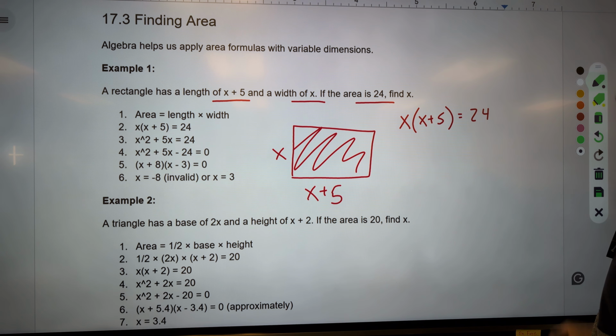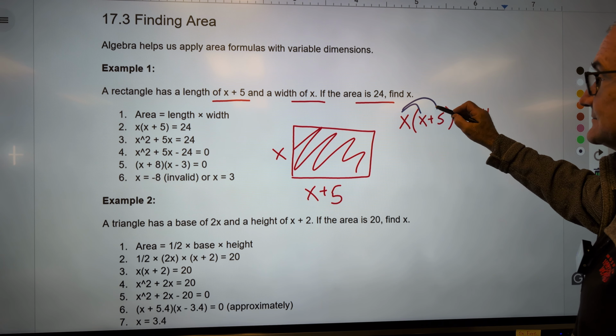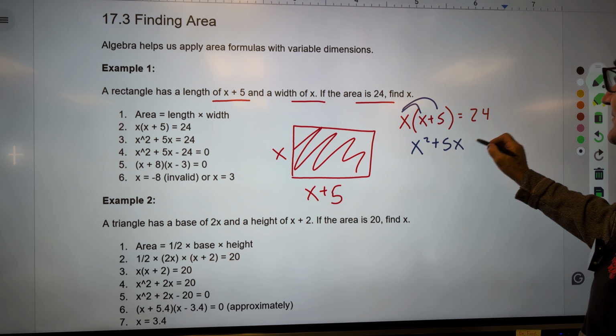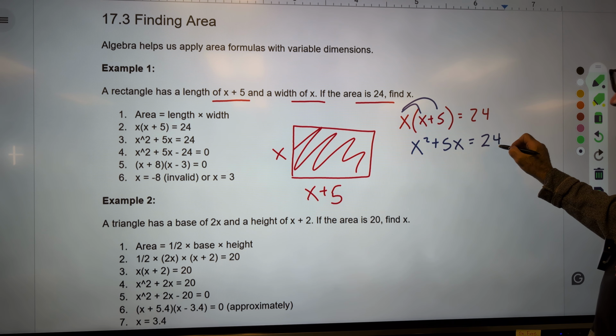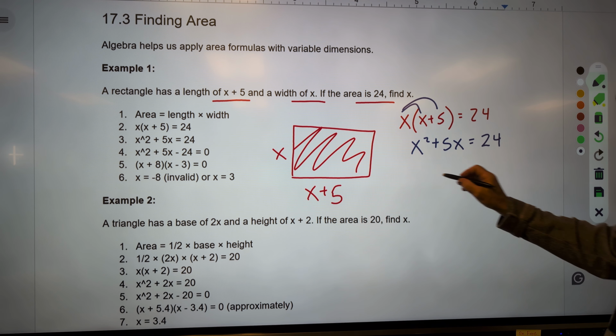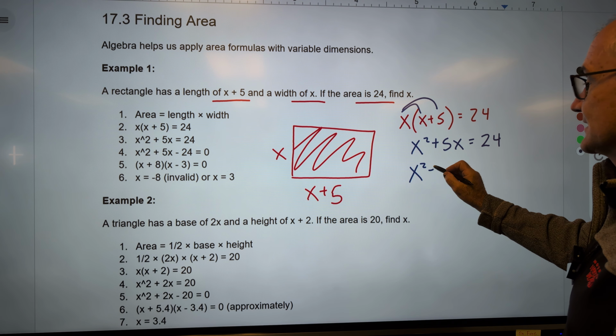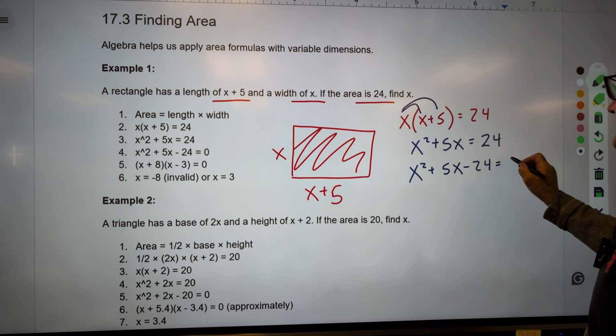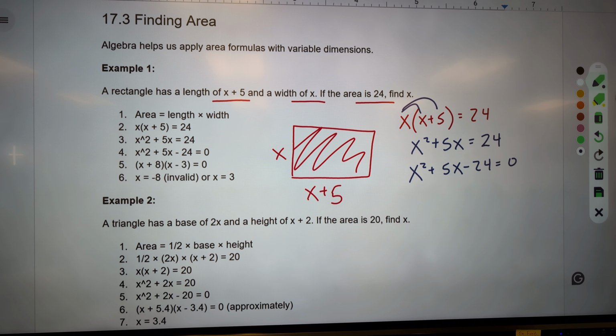Again, same strategy: sentence to picture, picture to equation, solve the equation. I have to distribute this to get x squared plus 5x equals 24. Subtract 24 from both sides. x squared plus 5x minus 24 is equal to 0. I recognize that as a quadratic.